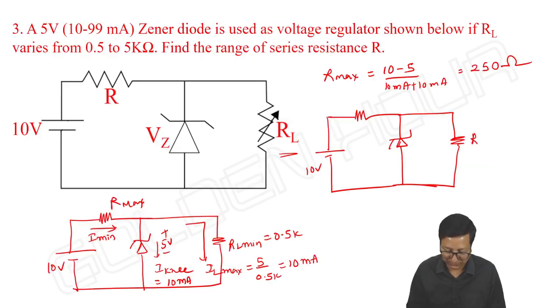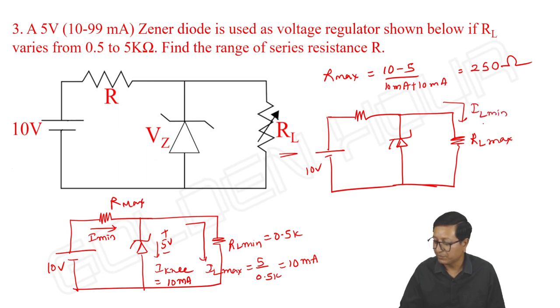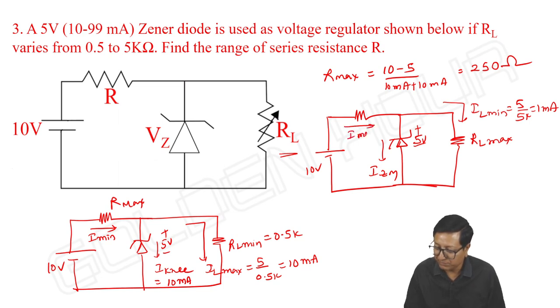RL is maximum, means IL is minimum. 5 volt, 5 by 5k, it is 1 milliampere. IL minimum is equal to 1. As RL is maximum, I can't take IZ to be minimum. IZ is maximum. Means I is maximum and R should be minimum.